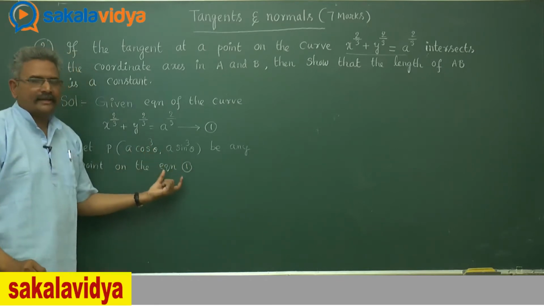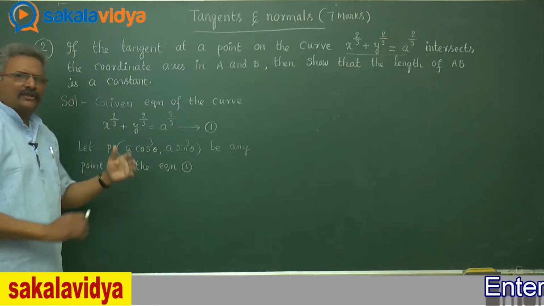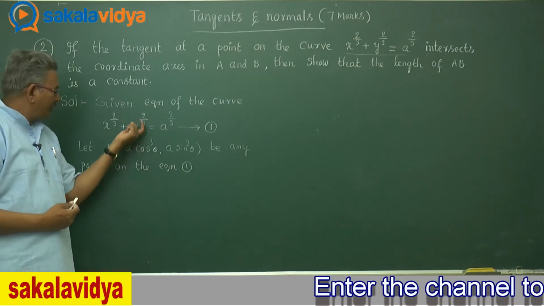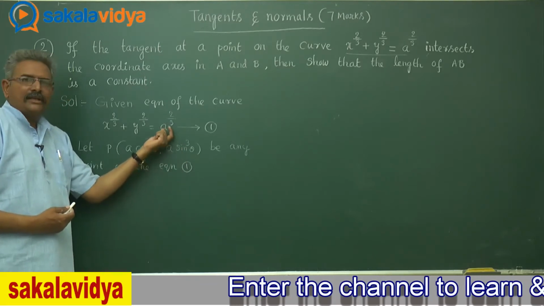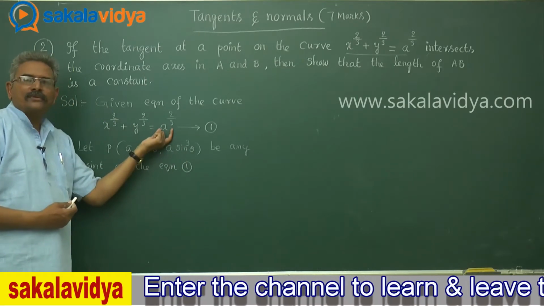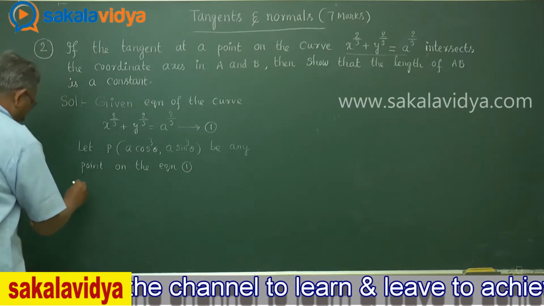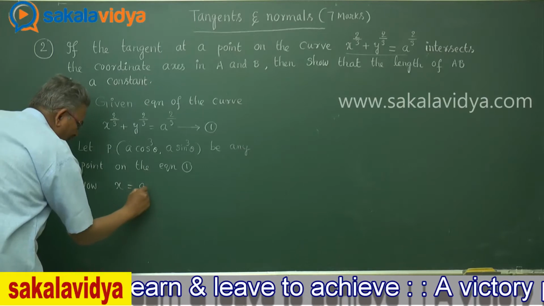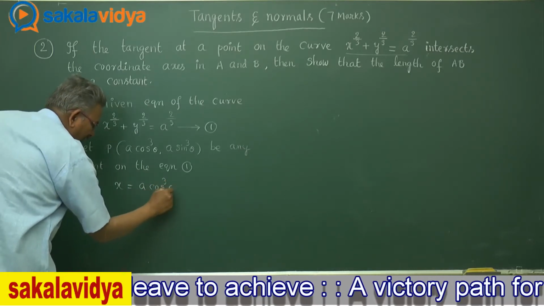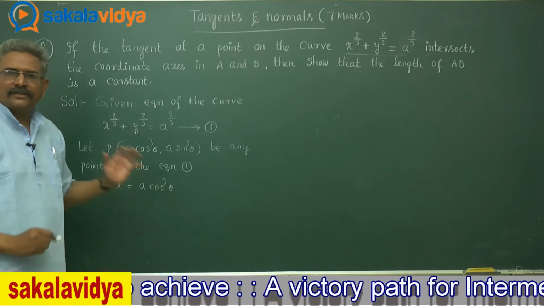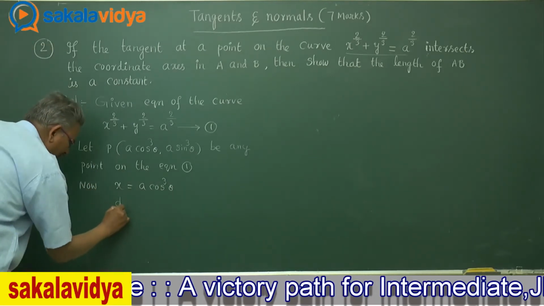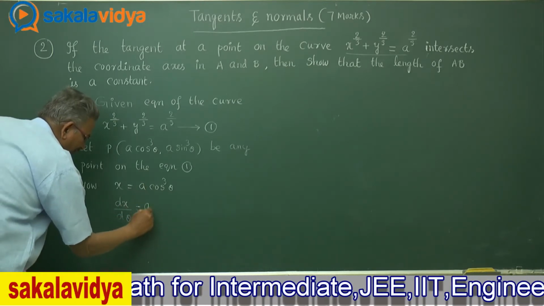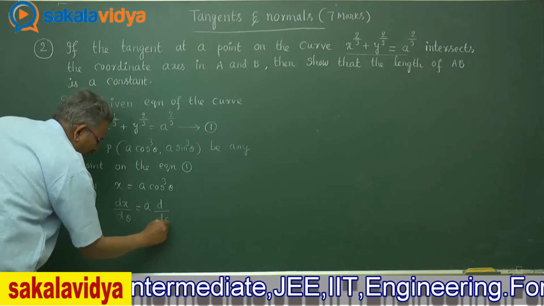That means this point will satisfy this equation. Even you can verify also, no problem. If you put x = a cos³θ and y = a sin³θ, quite obviously you get a^(2/3) only. So now we can say x = a cos³θ. Differentiate both sides with respect to theta. So that means we need to find dx/dθ, a being a constant, a times d/dθ of cos³θ.